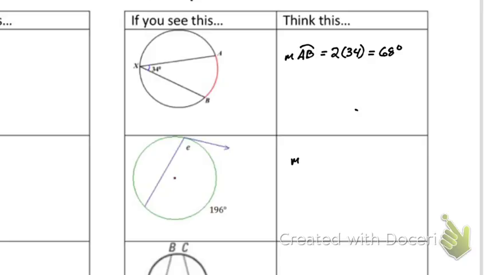So the measure of angle E is going to equal 1/2 of 196. So that's going to equal 98 degrees. Don't forget about that one. That kind of buries itself into a problem, because it's hard to see that it's actually an inscribed angle, because it really isn't, but it still follows the same rule as an inscribed angle.